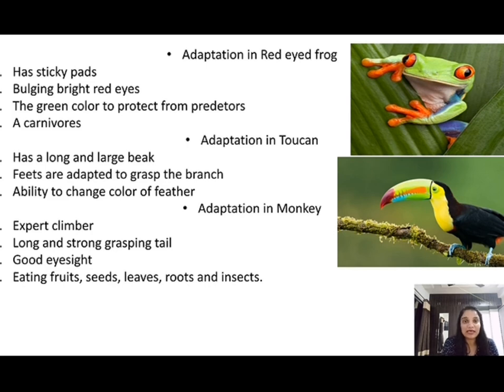Afterwards, they use their legs. The third one is good eyesight. You have seen that within a second they jump from one tree to another. If their eyesight were not good, they would fall down. So naturally, they have been provided good eyesight. And as we all know, they live on the trees, so they eat fruits, seeds, leaves, roots, and insects.